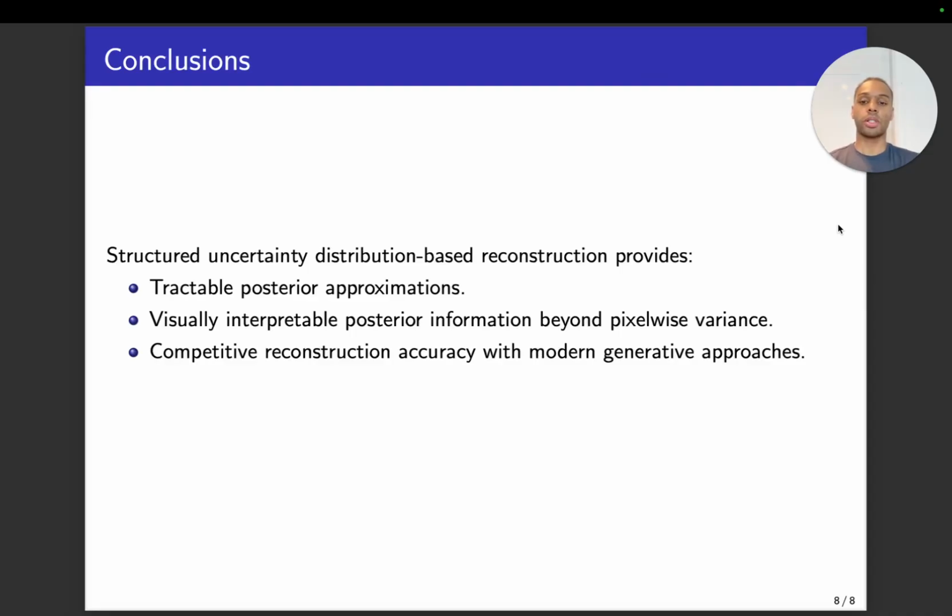So in conclusion, structured uncertainty distribution-based reconstruction provides tractable posterior approximations such that you can read off your posterior statistics, visually interpretable posterior information beyond pixelwise variance, such as interpixel correlations, and competitive reconstruction accuracy, if not superior, when compared with modern generative approaches.